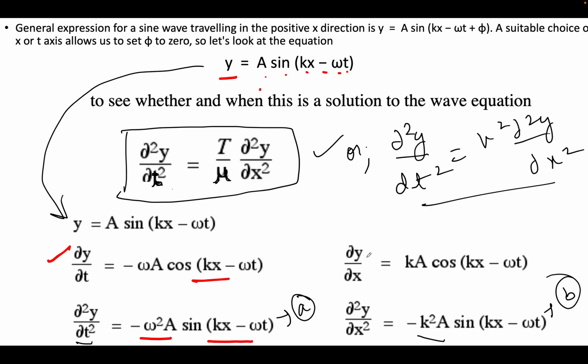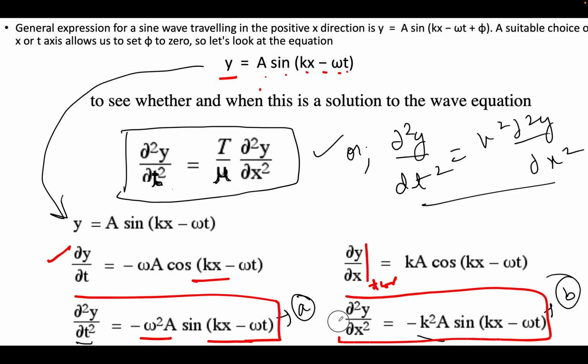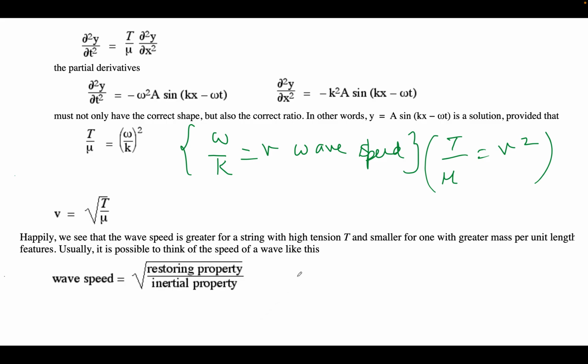Okay. Now you differentiate with respect to x, keeping t as a constant. So you will get del y by del x equal to k a cos(kx minus omega t), and del 2y by del x square equal to minus k square a sin(kx minus omega t). You have got equation A, del 2y by del t square, and equation B, del 2y by del x square. Right? Now divide the two equations.